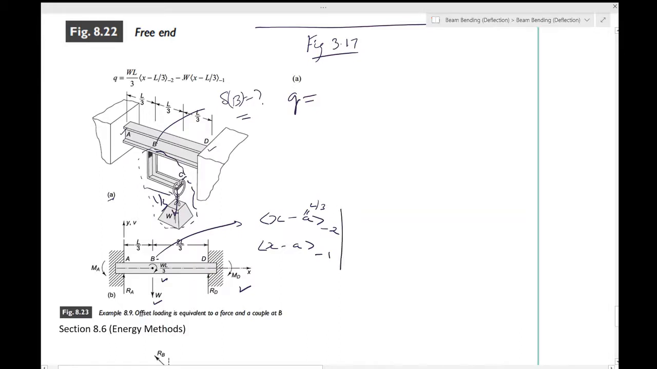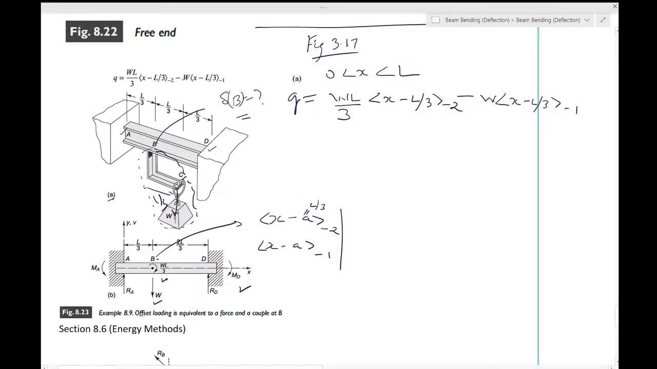Okay, so this is what you would have using the singularity functions. So let's write it with this replacement. The load intensity function q for 0 to x to L is given by the moment, which is WL by 3 into x minus L by 3 to the power minus 2, minus W into x minus L by 3 to the power minus 1. Okay, so this is the load intensity function which you have, and obviously there is an assumption that the weight of the beam is negligible with respect to W. Okay, that's why you are not taking that part.